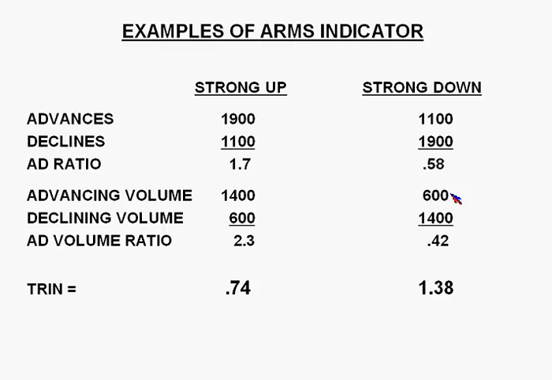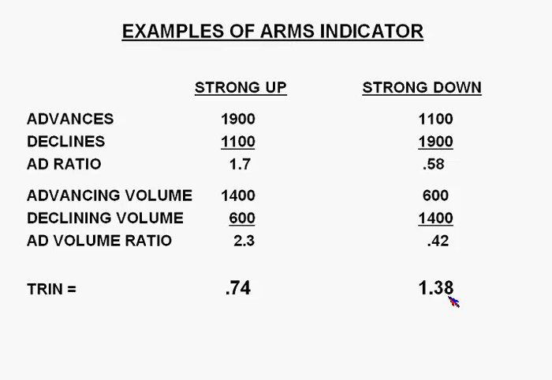And the volume was just flipped around as well. The volume on the advancing stocks was 600 million, and the declining stocks volume was 1.4 billion. So the ratio there came out to be 0.42. So on that day, you had a lot of stocks going down on quite a bit of volume. You came up with a number of 1.38. See how it's higher than 1? So, you went down that day, but as an indicator, what it's telling you is you're a little oversold by doing that.